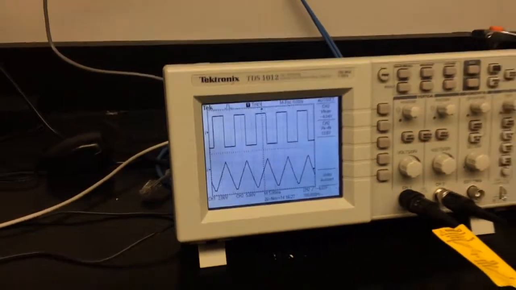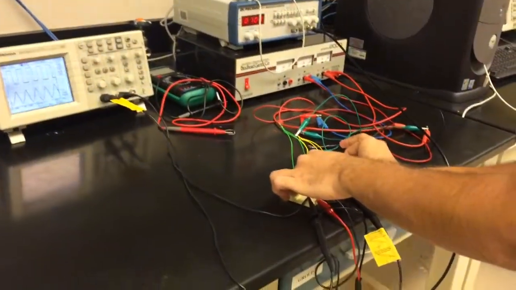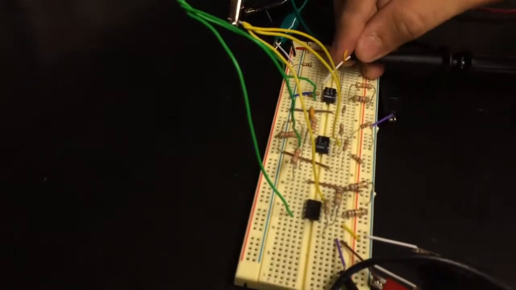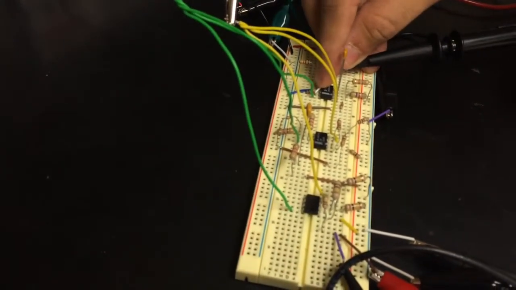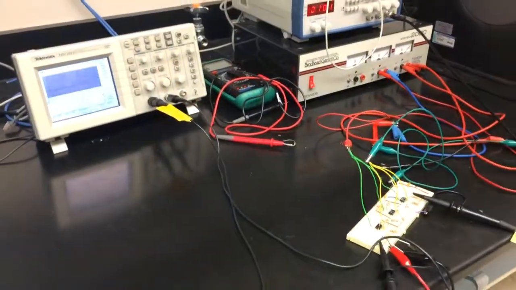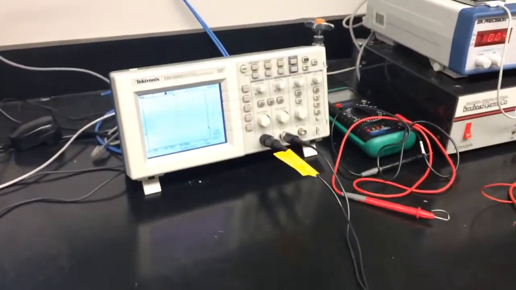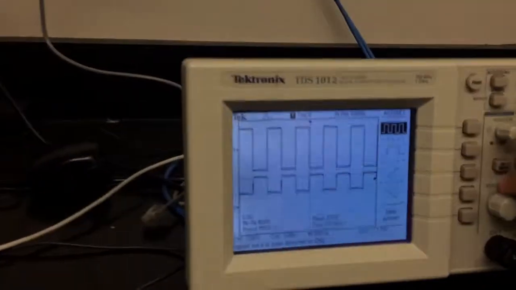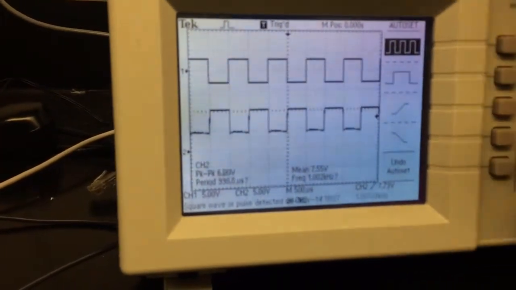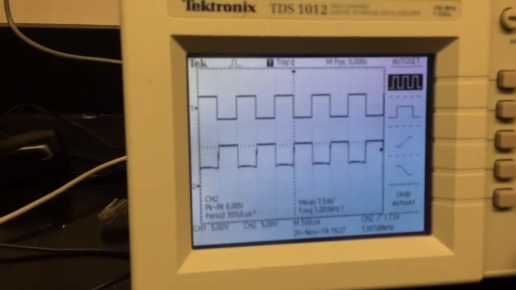Now let us go for the final, which is the output of the summation op-amp, which will be a PID controller. Alright, and for this let us increase the frequency. I increase the frequency from 100 Hz to 1000 Hz. Let me have both of them in the same scale. Alright, so this again looks same as the inverting op-amp.